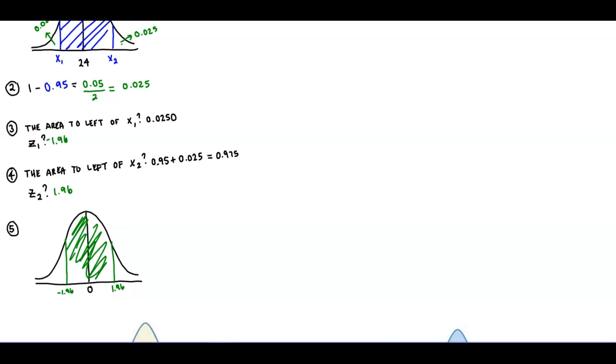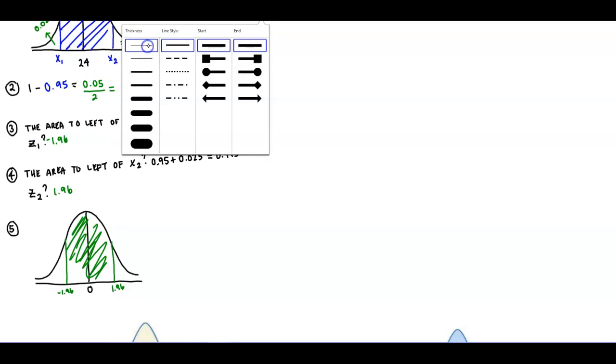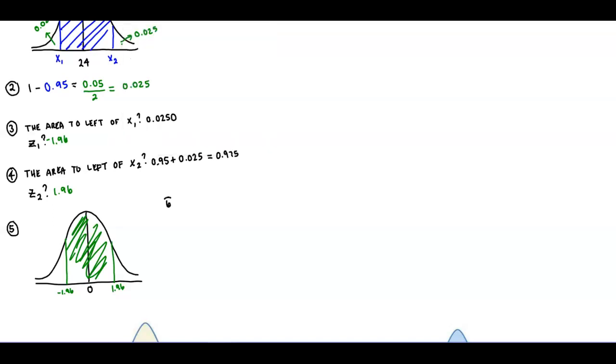But what we want to do is find the x values. So we need to find x1. Well, x1 is going to equal the following formula: the mean plus the z-score times the standard deviation. We know that the mean is 24. We're going to add negative 1.96 times 1. So therefore, x1 is going to equal 22.